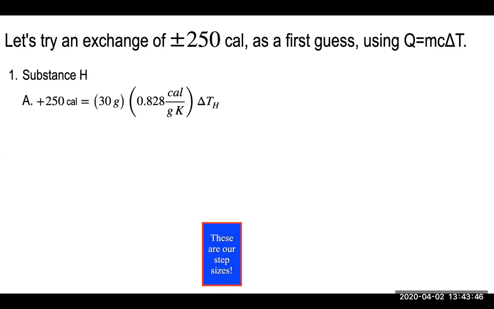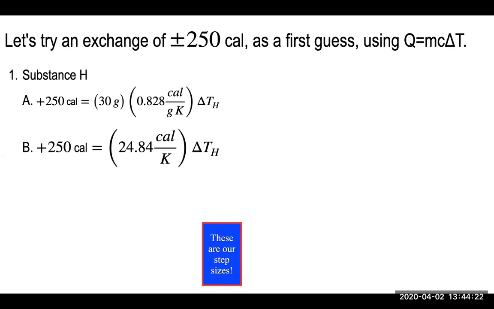Q is 250 calories, positive. It's gaining heat. It has 30 grams of mass and a specific heat of 0.828, and we're trying to figure out the change of temperature for substance H, delta T subscript H. Now 30 times 0.828 is 24.84, right? And it's calories per Kelvin. The grams cancel out.